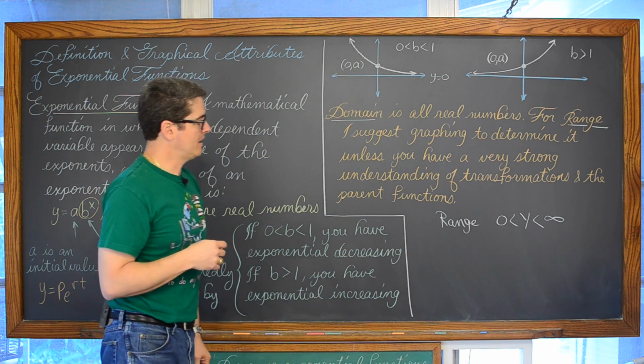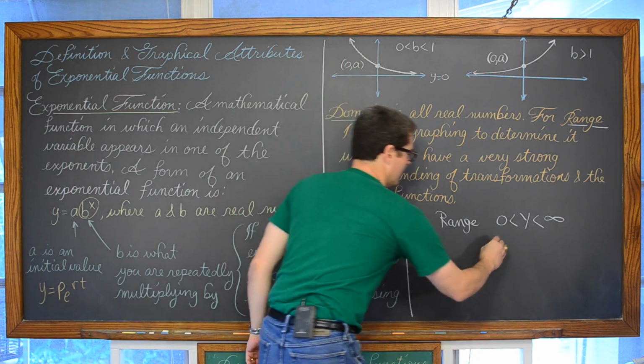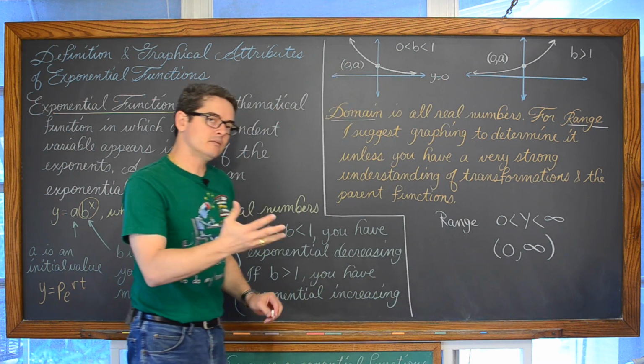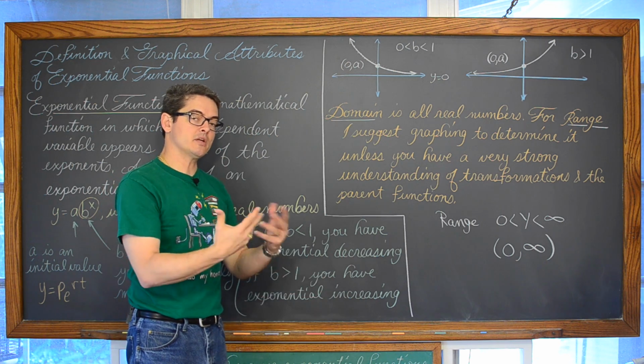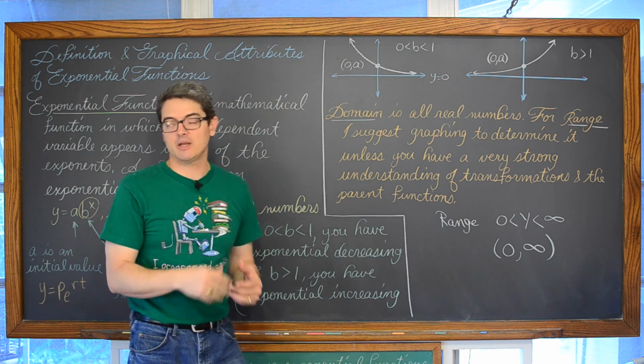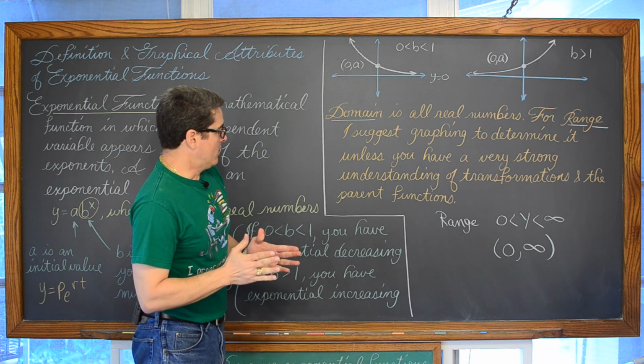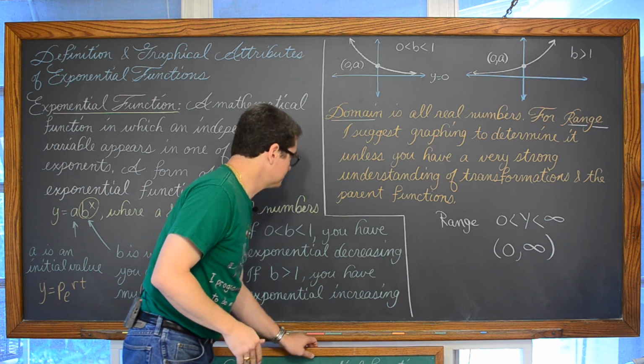If that were written in interval notation, you would see it written like this if your book is doing that. Okay, and again, the range can vary based on some transformations that can be applied to this equation. Now, one more thing.